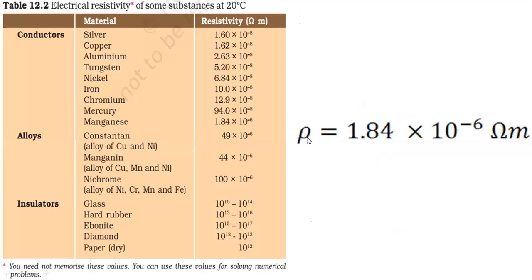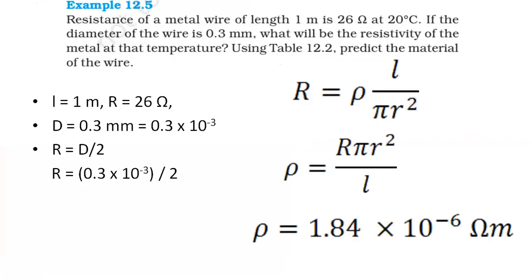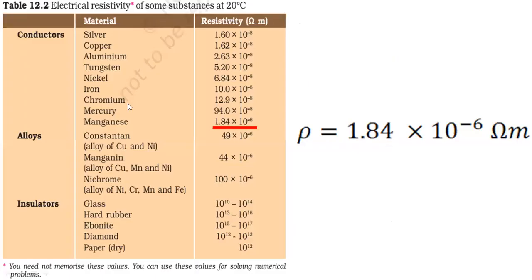Now our resistivity is coming as 1.84 into 10 to the power minus 6. This is our answer. Now match this value in our table. This value belongs to which material? You can see that the value is 1.84 into 10 to the power minus 6. So it belongs to manganese. Whatever is given in our question is made up of manganese. So the answer is very simple. Predict the material of the wire: the material is made up of manganese. Very simple.